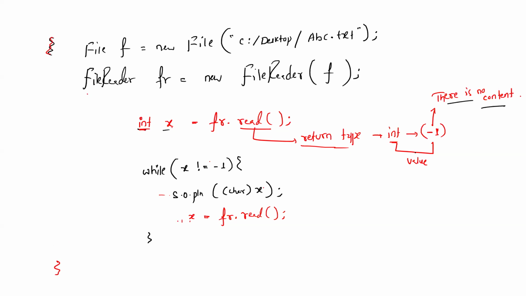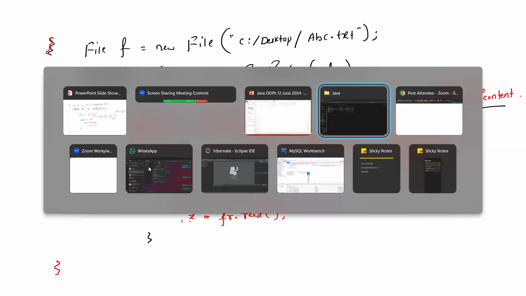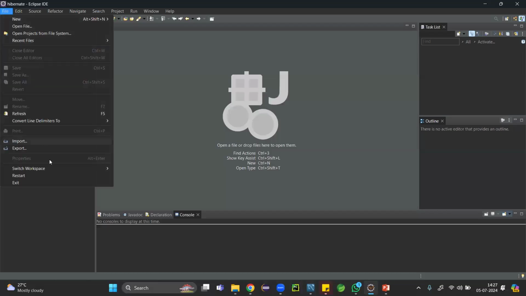Yeah, so this one I missed yesterday. By using file reader, we'll discuss buffer reader also. Is this one clear? So parallelly, I'll go for execution also. We have yesterday's program. Quickly, I'll switch this to our workspace.